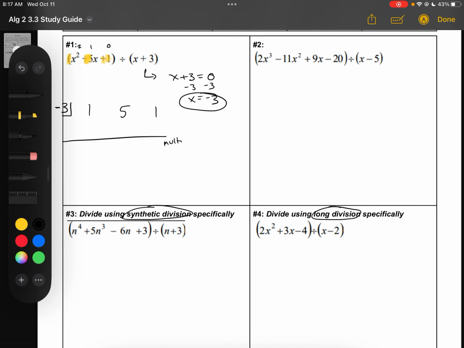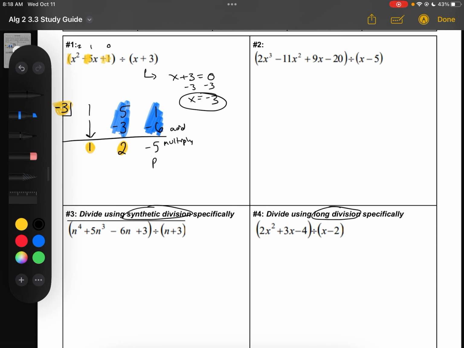So if we are below the line, we multiply, and if we're above the line, we add. So the first step in this process is we drop the 1 below the line, and because this 1 is below the line, we're going to multiply it with -3. So -3 times 1 is -3. Now that we are above the line, we can add these two terms together. So 5 minus 3 gets us 2. We are again below the line, so we're going to do 2 times -3 to get -6. And then we are now above the line, so we want to do 1 minus 6 to get -5.